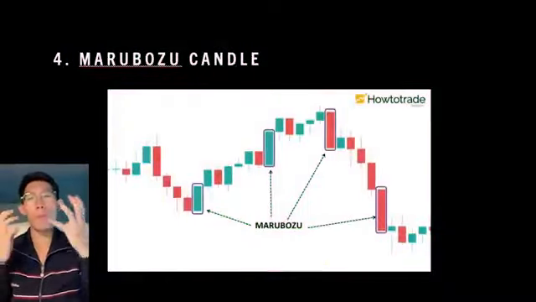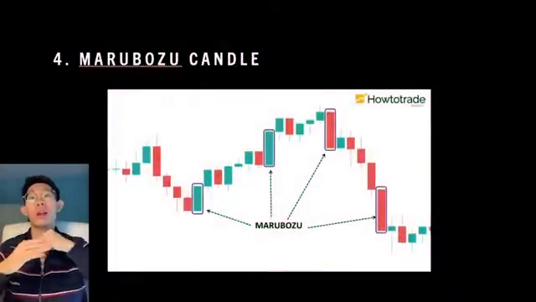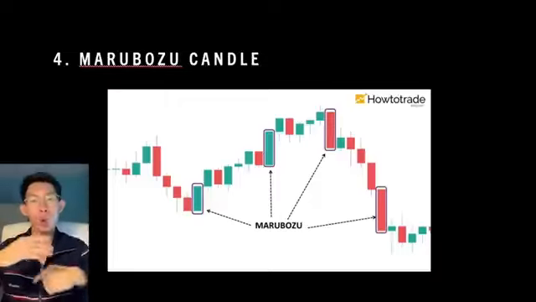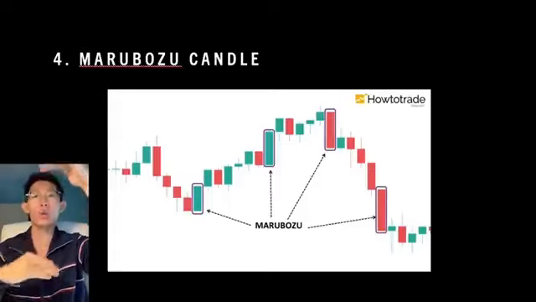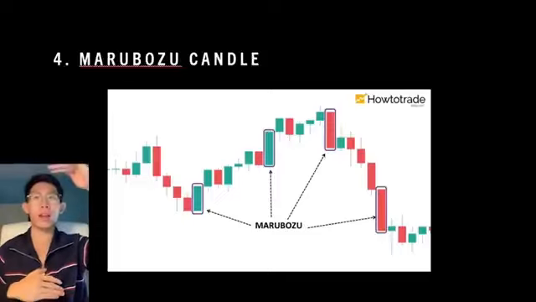Number 4 is your Maribozu candlestick. Alright, a Maribozu is basically a long candlestick with no wick, so it doesn't have the upper and lower wick at all. It is just one huge candlestick body. It basically looks like a vertical rectangle.